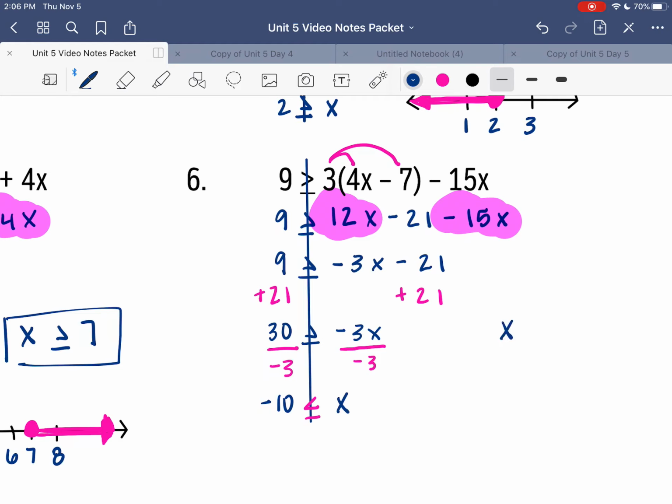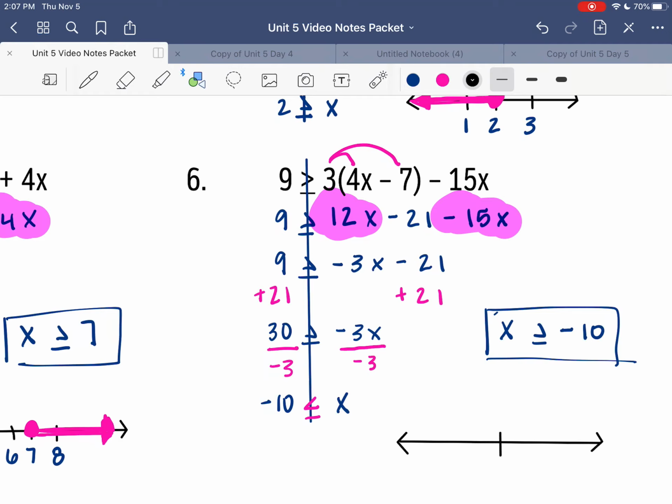Again, I like to write it with the x on the left. So I'm going to reverse the sides, which means I have to reverse the sign as well. So I can say negative 10 is less than or equal to x, or I can say x is greater than or equal to negative 10, and that I think is a little bit easier to understand.